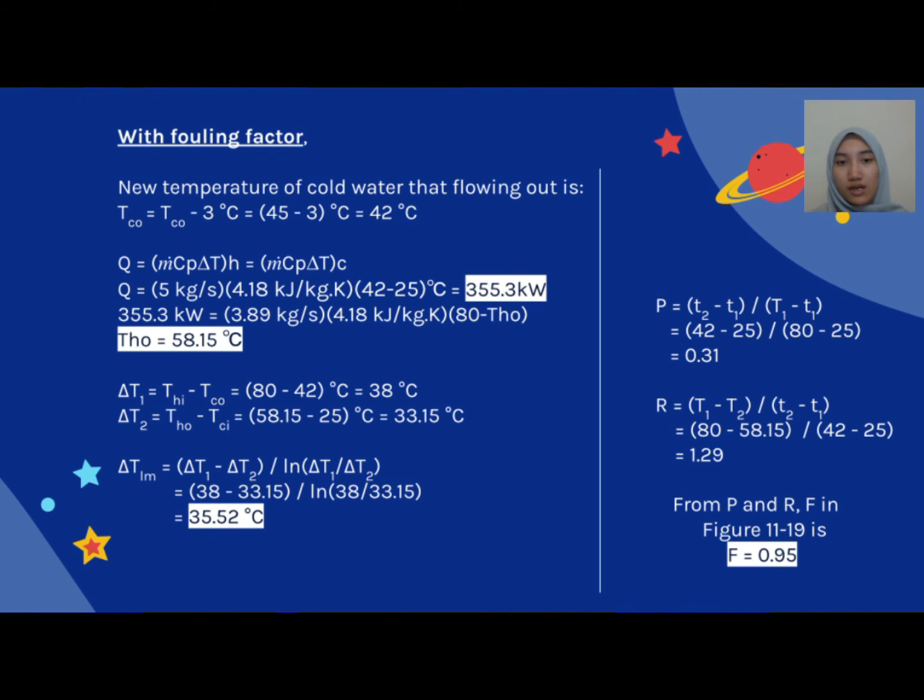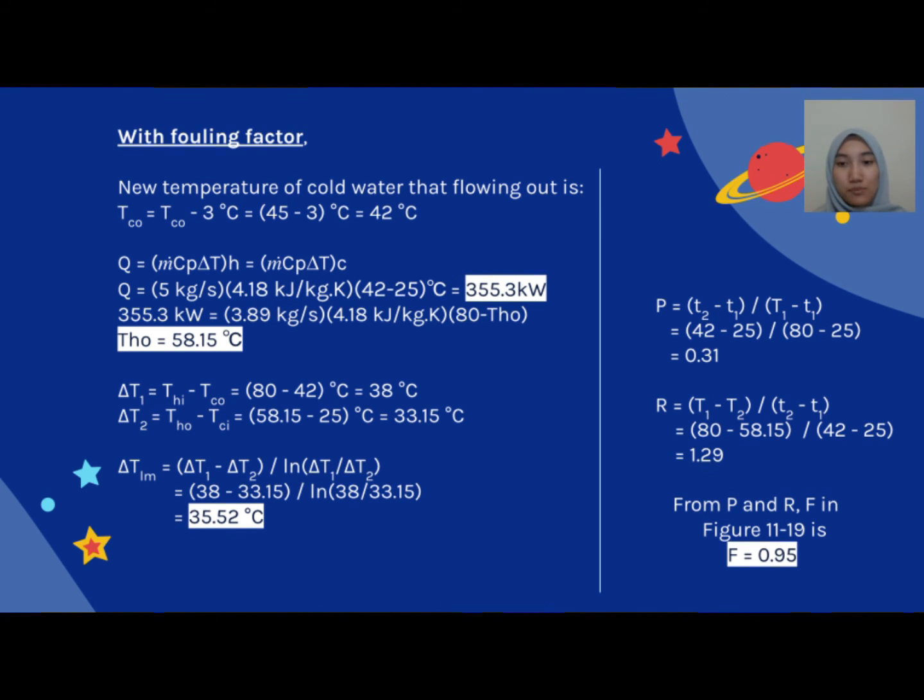Okay, next, with the fouling factor, the new temperature of cold water flowing out is 42 degrees C because the temperature of cold water at the outlet decreased by 3 degrees C. So we assume the outlet temperature of hot water also changes due to the TCO change. So the new THO that we get is 58.15 degrees Celsius. Then we calculate the log mean temperature difference and we get 35.52 degrees Celsius.